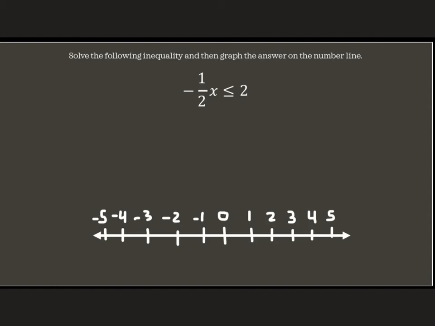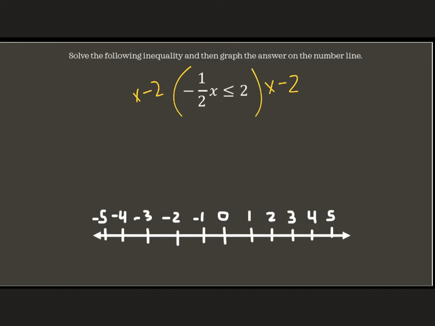All right, next one, same idea. We have to isolate this variable in the inequality before we can graph it. Two ways you can solve it. You can either divide by negative 1/2 on both sides, or you can treat it like clearing fractions, which I'm going to do. And I'm going to multiply by negative 2 on both sides.